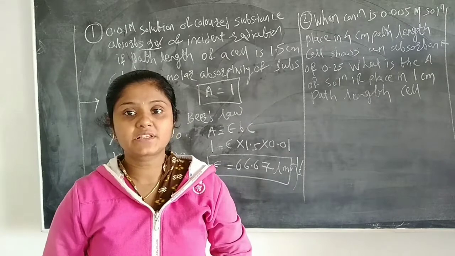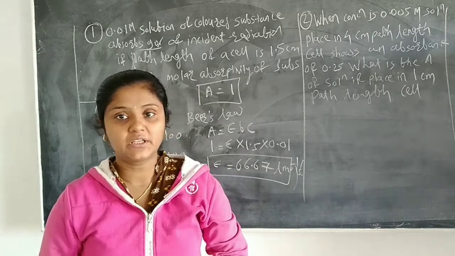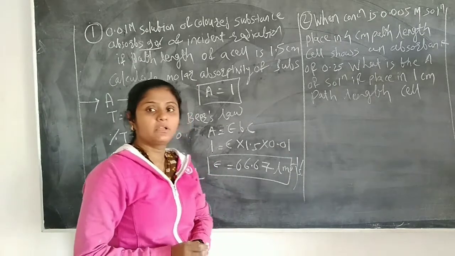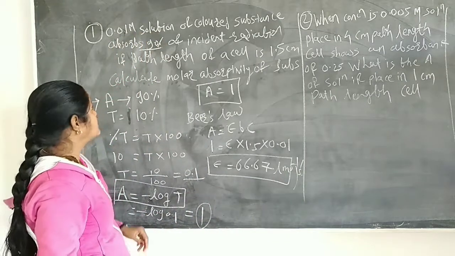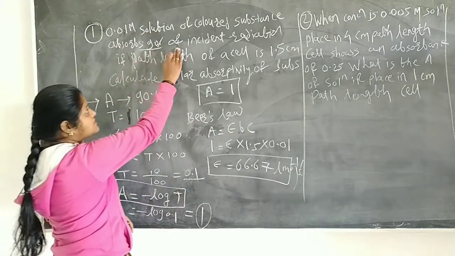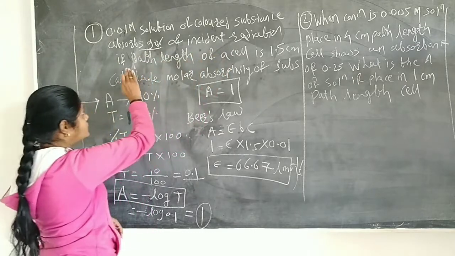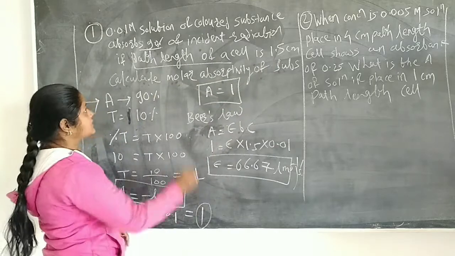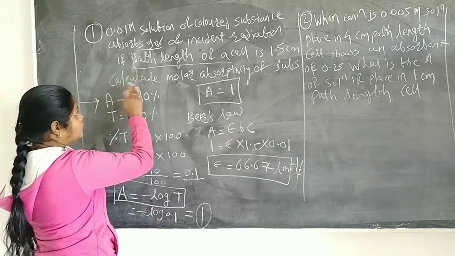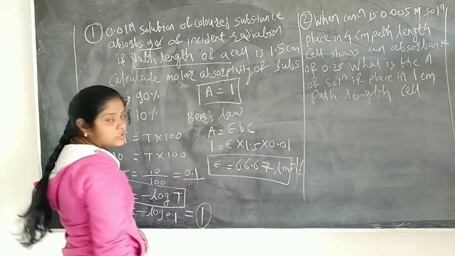Let us study the problems based on spectrophotometry. In that, the first problem is that a 0.01 molar solution of a colored substance absorbs 90% of incident radiation. If the path length of the cell is 1.5 cm, then calculate the molar absorptivity of the substance.